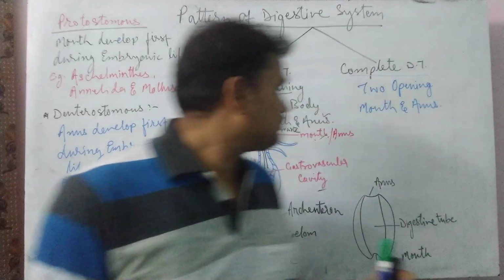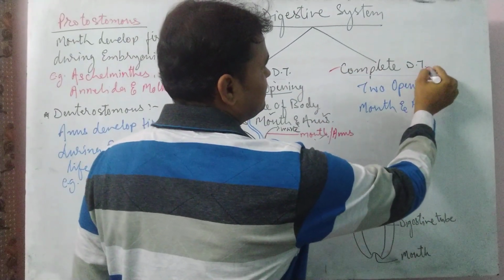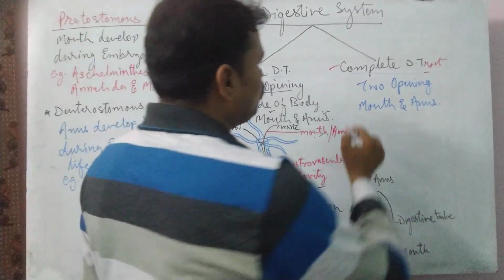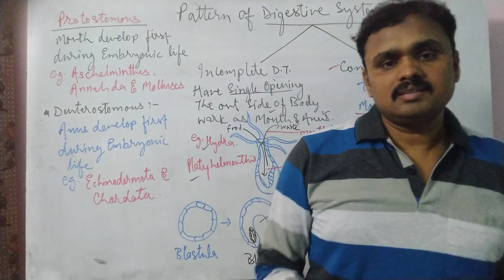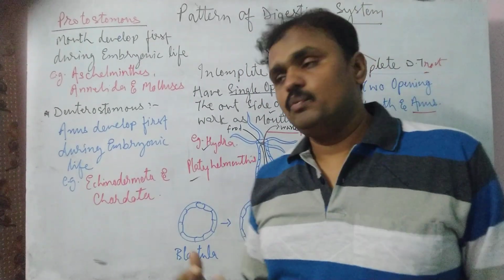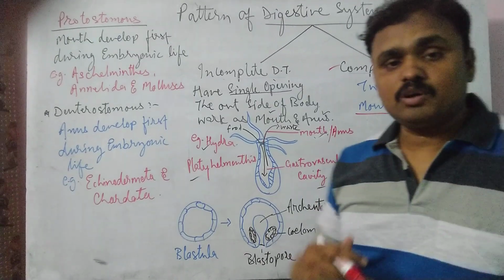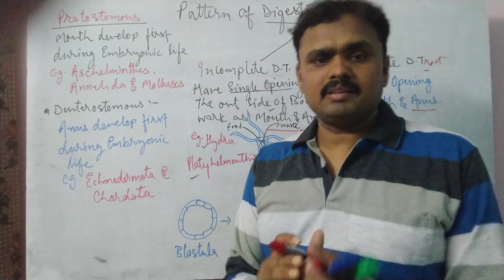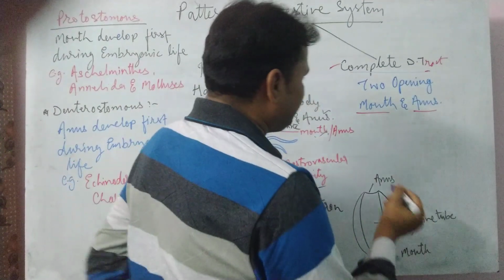Now what about the complete digestive system? What do we mean by the complete digestive tract? You can see here we have two openings, that is mouth and anus. These are the higher animals, which have a mouth for ingestion and an anus for egestion, meaning giving out the waste material after digestion, as normally happens. So here you can see any animal.